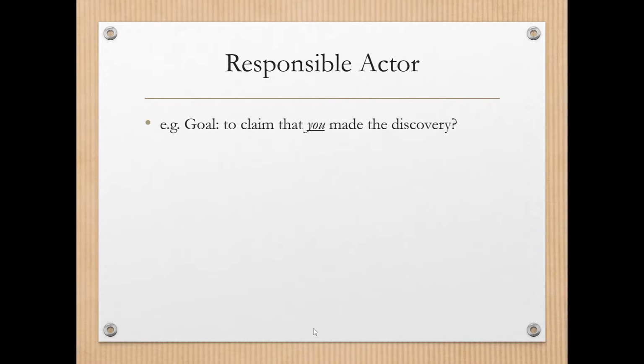So suppose we want to ask for some money from a funding agency, and we want to claim that we've already made a discovery that we need further funding in order to develop. So maybe our goal initially is to claim that we made that discovery. In that case, we may want to, as much as possible, use a character that's actually high on the character scale.